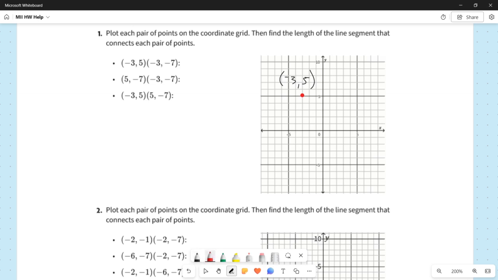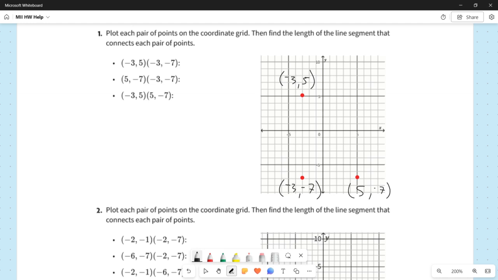All right, our next point is -3, -7. So again, from the origin, we go to the left 3, and then we go down 7, and that puts us right there. And I'll label this as -3, -7. Our next point is 5, -7. So from the origin, I go to the right 5 and I go down 7, and that is right there. And that point is 5, -7. -3, -7 we already plotted. -3, 5 we already plotted. And 5, -7 we already plotted. So those are our 3 points.